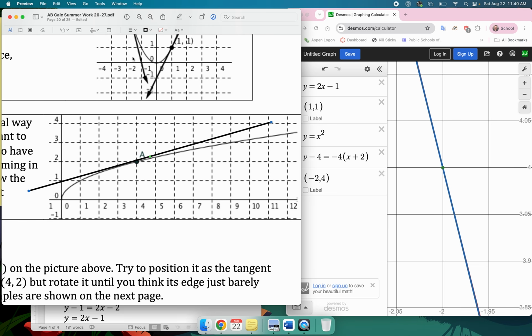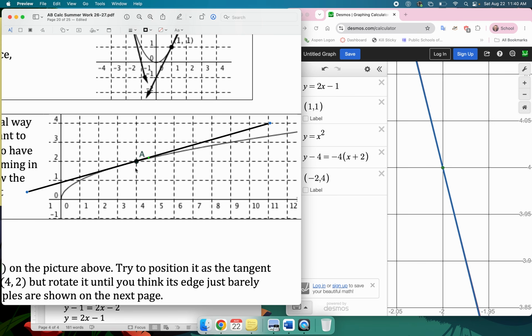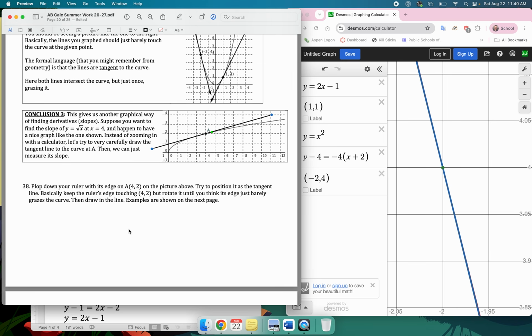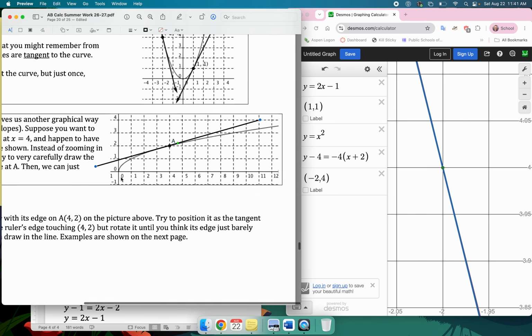Let me make this a little thinner. It should be going through point A, and it should be flat against the curve, right? Just flat against the curve, just touching it. And this line looks pretty good, okay? And if we wanted to find the slope of the curve at this point, it'd be pretty easy. We just have to figure out the slope of this line right here that we've just sketched, okay?